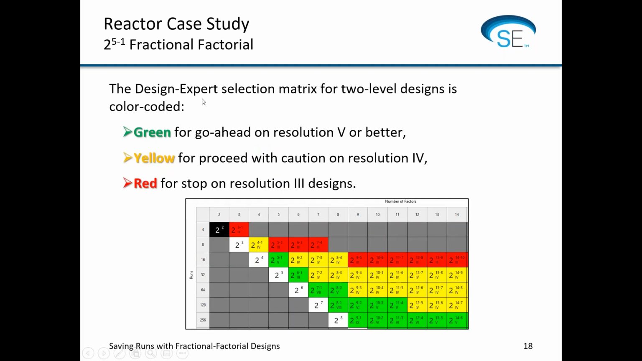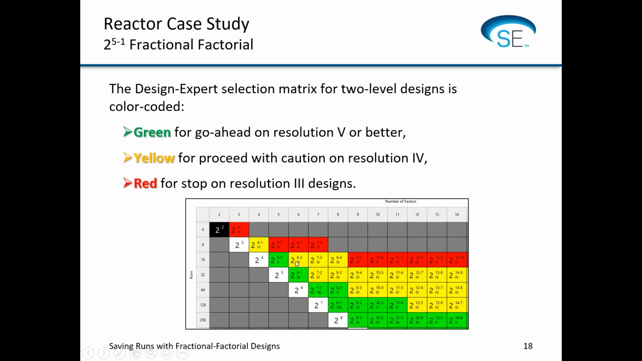Okay, so Design Expert has a selection matrix that is color-coded. The white designs are full factorials. There's no resolution with them because you can estimate all possible effects. The green designs are resolution 5 or better. So this one says resolution 5, this is resolution 6, resolution 7. So the resolution 5 designs or even better designs, you can definitely get main effects and 2-factor interactions out of those. So green means go.